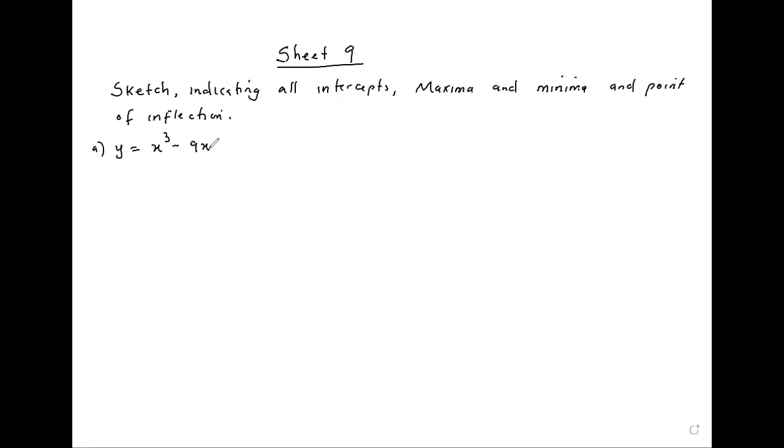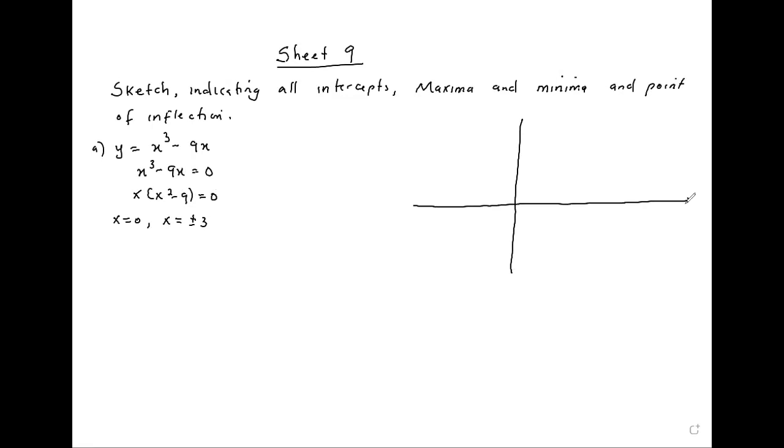So the first thing that you do to get the intercepts, you equate this to 0 to get the x-intercept. So you factor out x, you have x squared minus 9 is equal to 0. So we have x is 0, we also have x is plus or minus 3. So when we are sketching, you must be quick to sketch. So far we have -3, 0, and +3 as the intercepts.